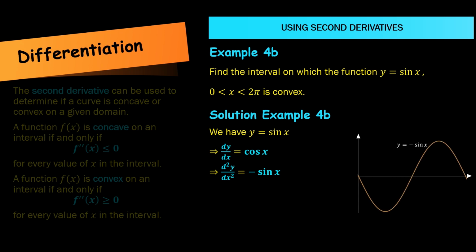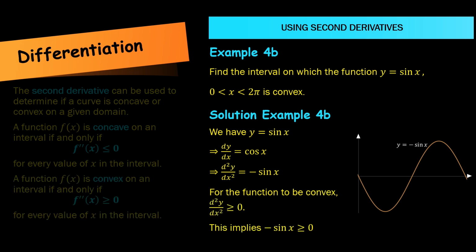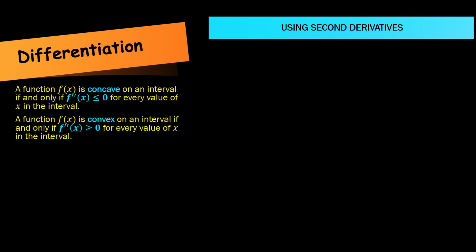The graph of minus sin x looks something like the graph on your screen you can see now. For the function to be convex, remember that d2y dx squared must be greater than or equal to 0. This implies that minus sin x must be greater than or equal to 0. And this occurs in the interval x greater than or equal to pi less than 2 pi. So here are our definitions of concave and convex again.